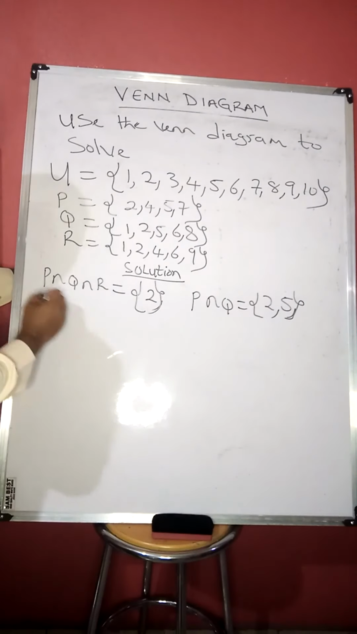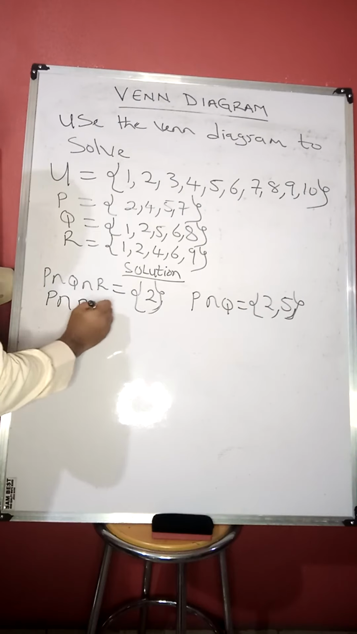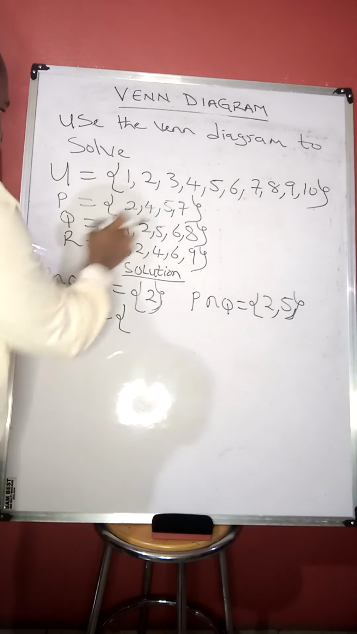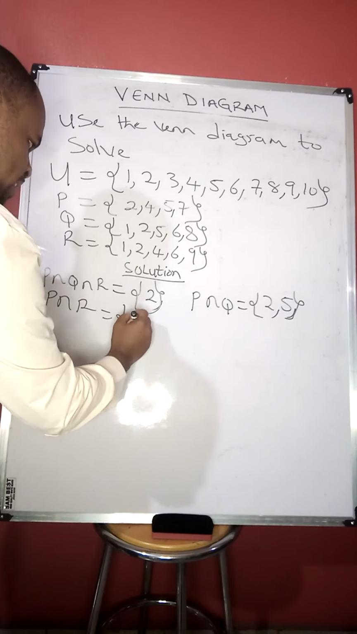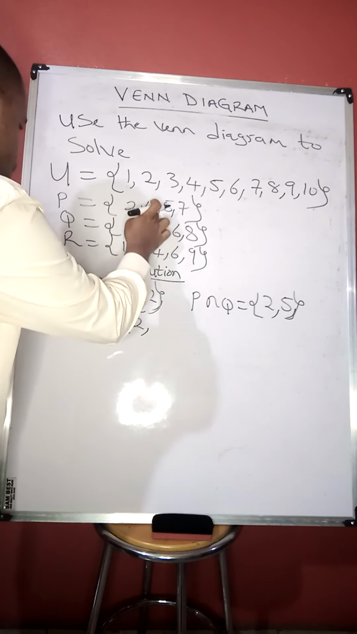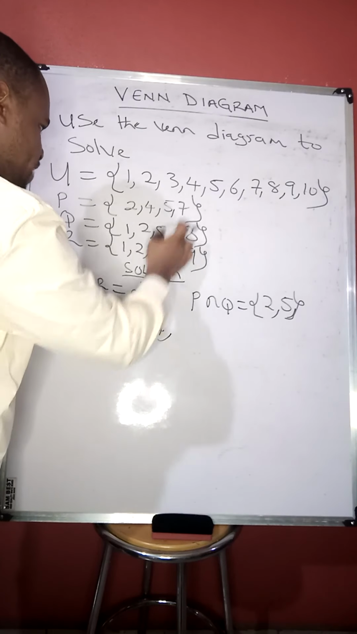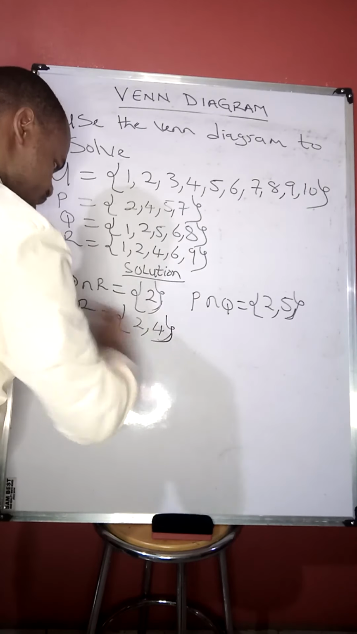Then let's see P intersection R. I'll explain why we are doing this. P intersection R. I have 2 here. I have 4. Do I have 4? Yes, I have 4. 5, no 5. 7, no 7. So just 2 and 4.